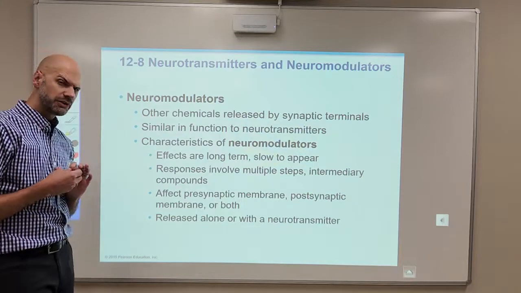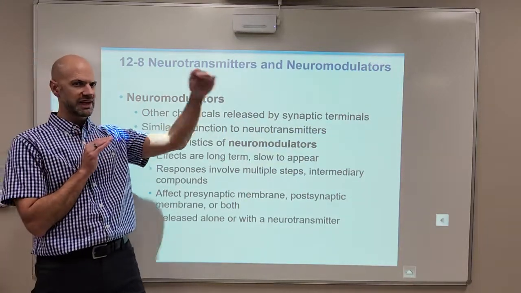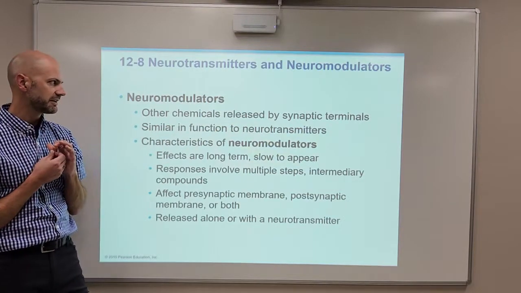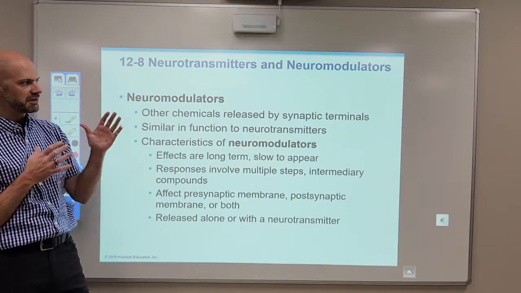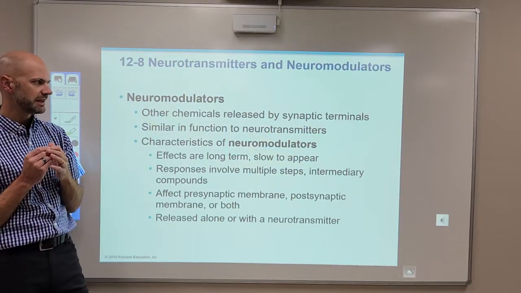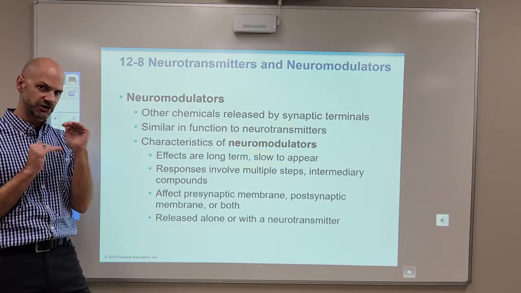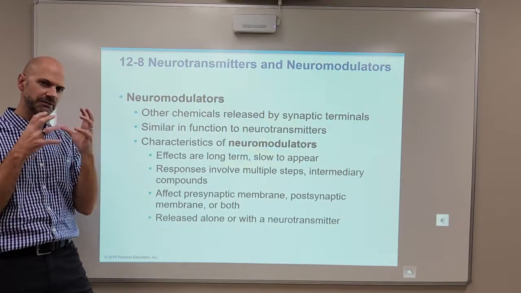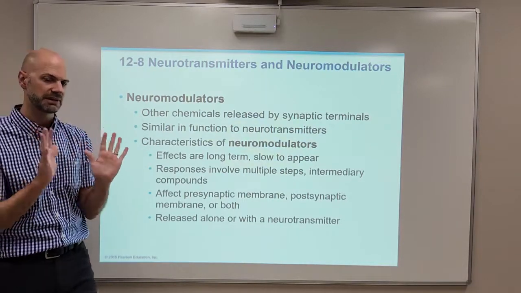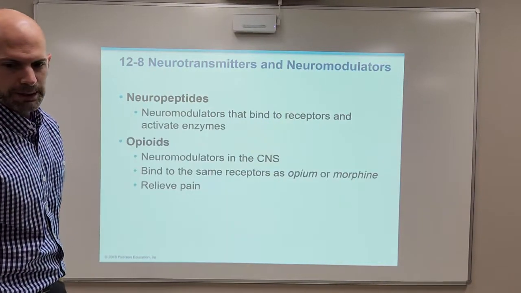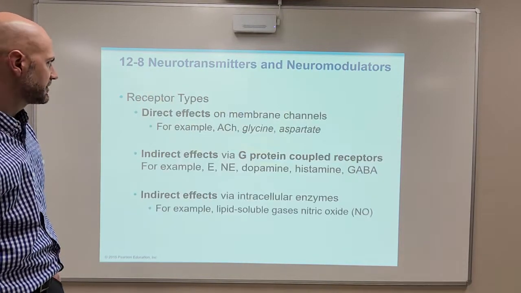Neuromodulators. There's a lot to be said about neuromodulators. I am just going to coast over top of it and not spend a lot of time here. But there are other chemicals released in the synaptic terminals similar to the function of these neurotransmitters, and they can modulate how those neurotransmitters function. It's a class of chemicals that can modulate how neurotransmitters work. That's all I'm going to say. Neuropeptides and opioids, those are all classes of neurotransmitters.